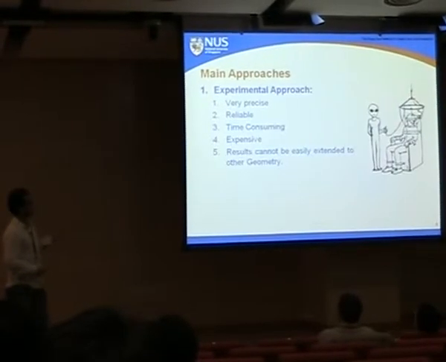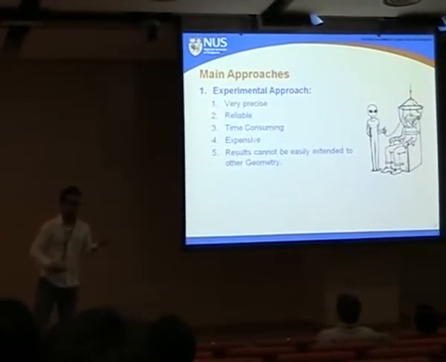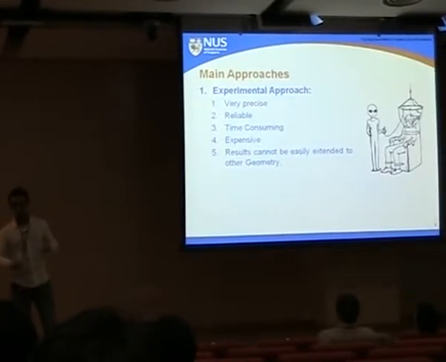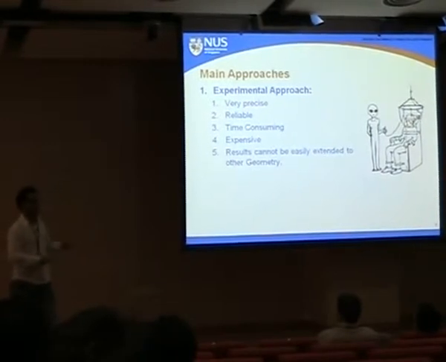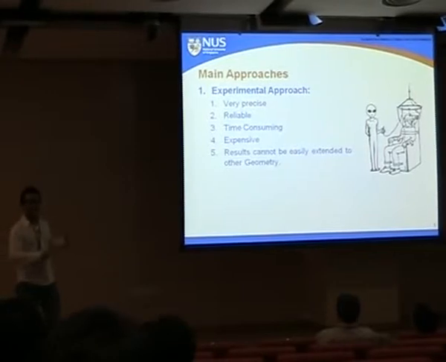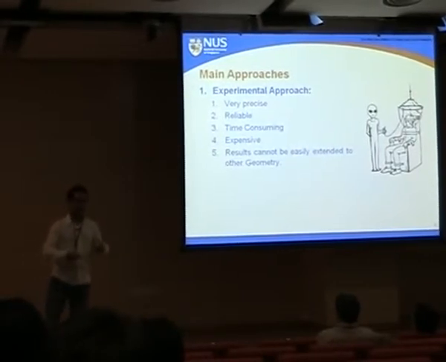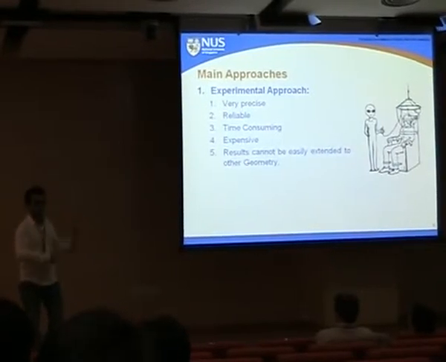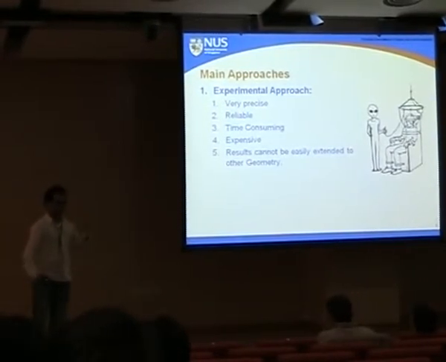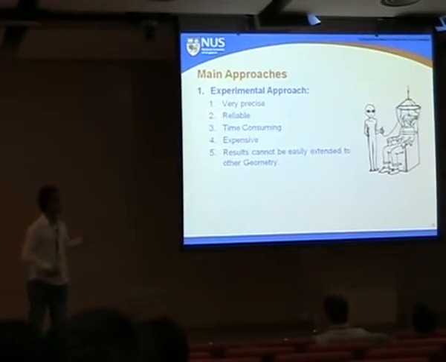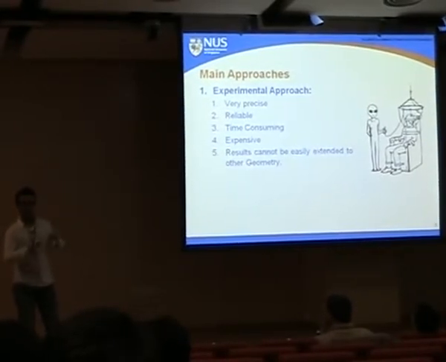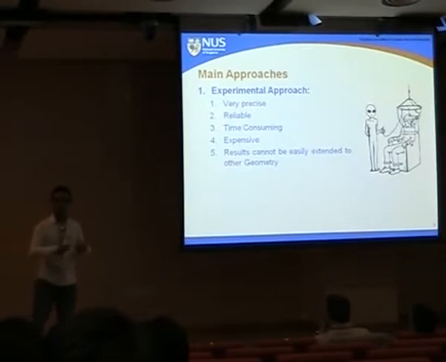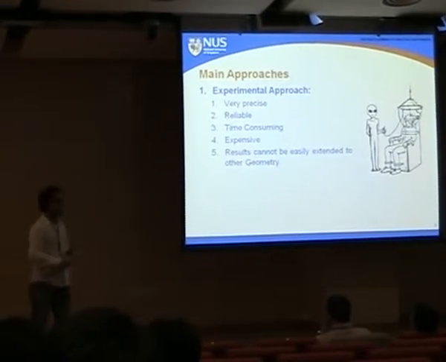The first approach is experimentation. Of course, you have to prepare some samples. These samples take time to be prepared, and then you have to set a probe to do the tests. Finally, if the test is not satisfactory for your design, you have to start all over again. This process is both time consuming and very expensive, and whatever results you have, you cannot just transfer them to any other geometry.